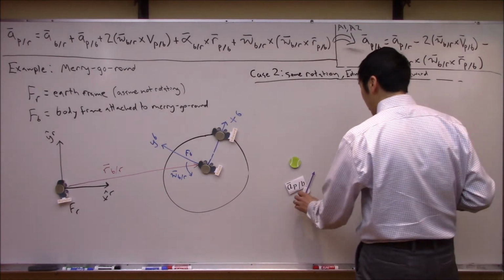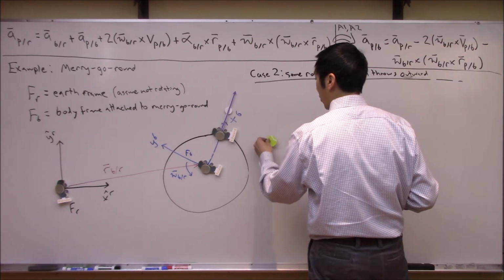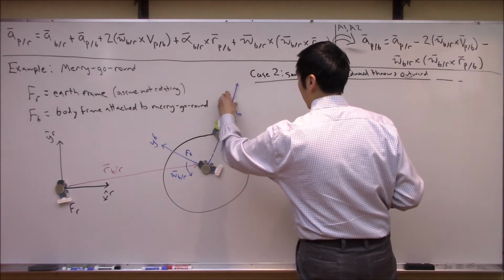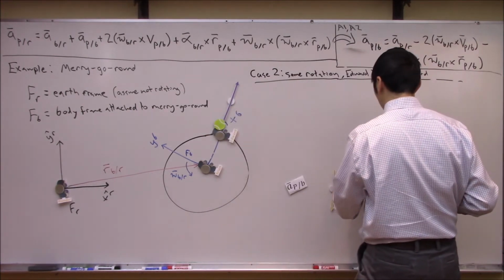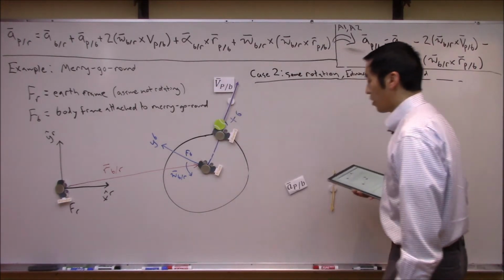Okay, and he's going to take the ball here, and he's going to throw it outward. So I'll tell you what, let's move the ball. So ball comes here, and Edward's going to throw this thing. So here is velocity VP with respect to B. Okay, so here's our situation.